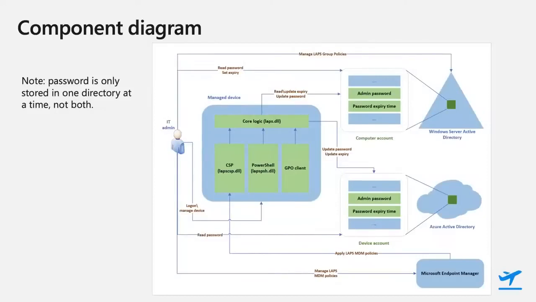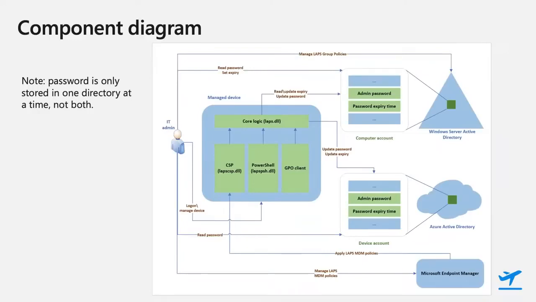This is not a test, but I did want to give you a quick deep dive insight into the way the product is architected. On the left, we have a managed device. There's a few new binaries that have been added to Windows for this feature. There's a new CSP, configuration service provider. We have a new LAPS PowerShell module. There is a new GPO object for on-premise administration scenarios, and a core logic is contained in a binary called laps.dll.